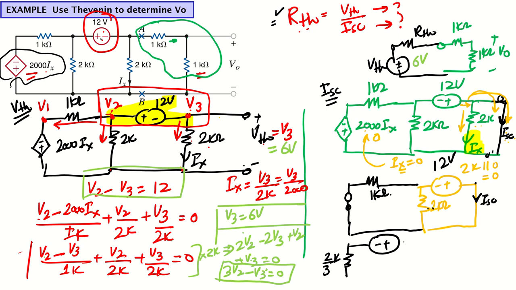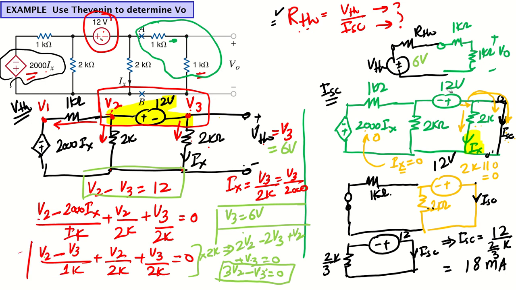And I have this voltage source here, and this is 12 volt. Now we have a very simple circuit. The short circuit current will be 12 divided by 2 over 3K. 12 divided by 2 over 3K gives me 18 milliampere.